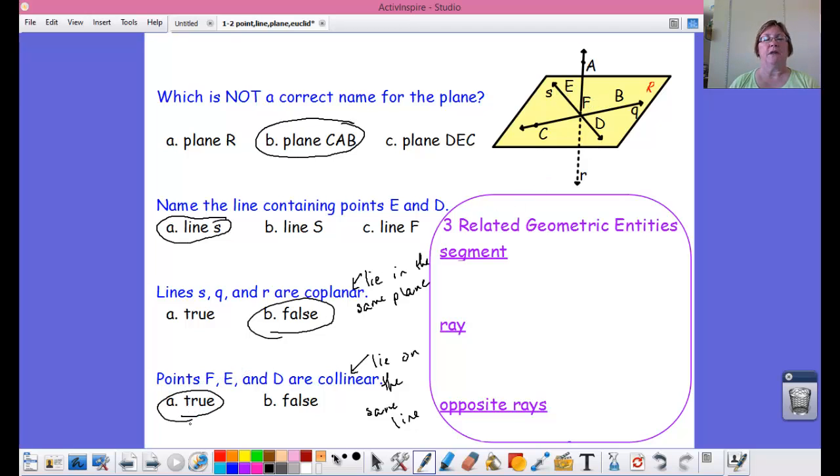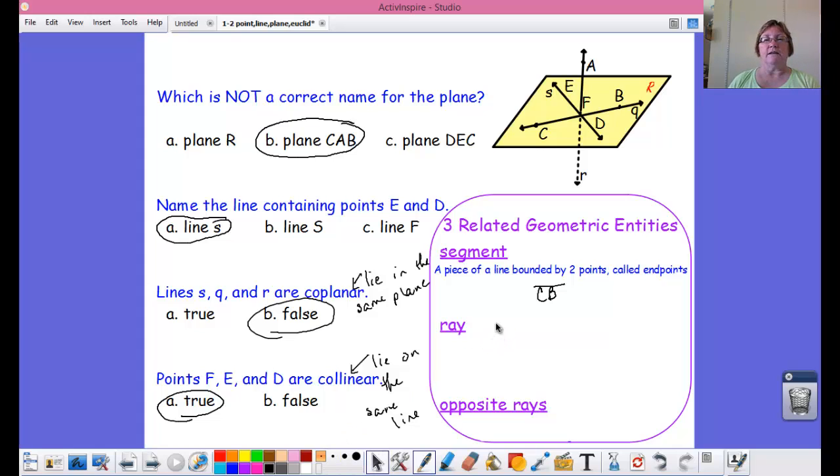I'd like to take just a moment and talk with you about 3 related geometric entities. I call them things in geometry. Since we have this picture here, this is a good time to talk about it. A line segment is a piece of a line that's bounded by 2 points called the segment's endpoints. If we wanted to talk, for example, about the segment CB, we would refer to it this way: CB with a segment on top of it.